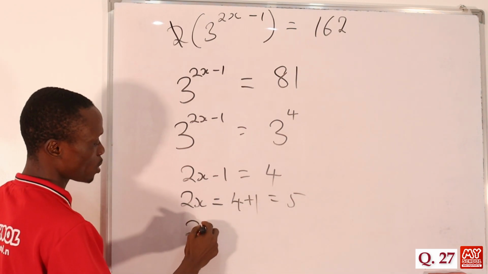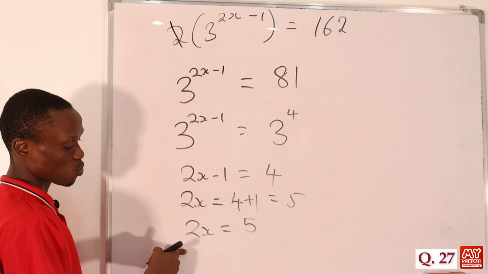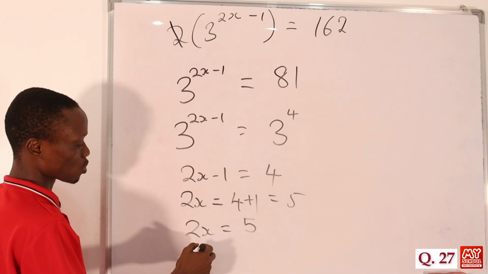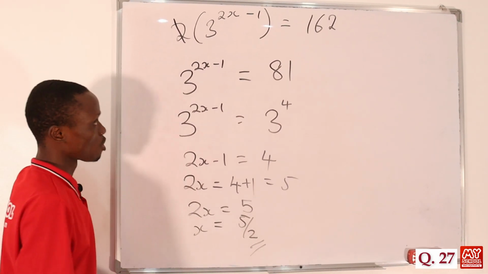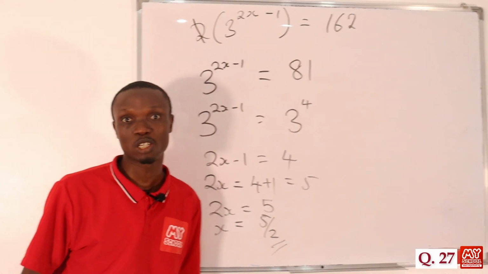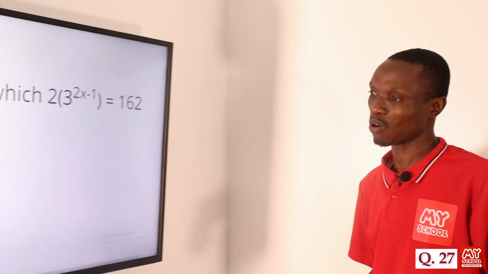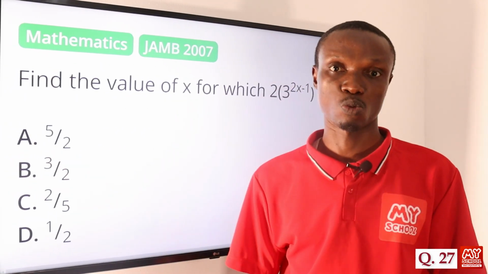So we have 2s to be equals to 5. So we divide both sides by the coefficient of s, which is 2, so that s will be equals to 5 all over 2. For this question, the value of s is 5 over 2. So let's return back to the screen to pick the correct answer to this question, and that is option A, 5 over 2.